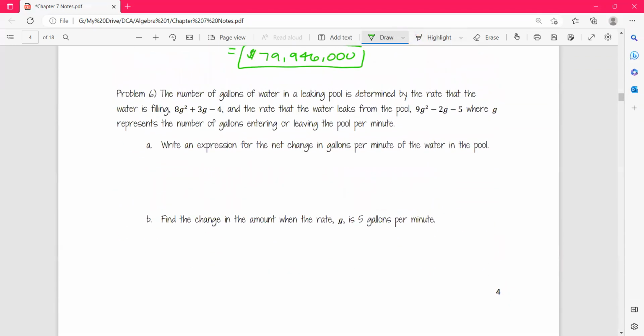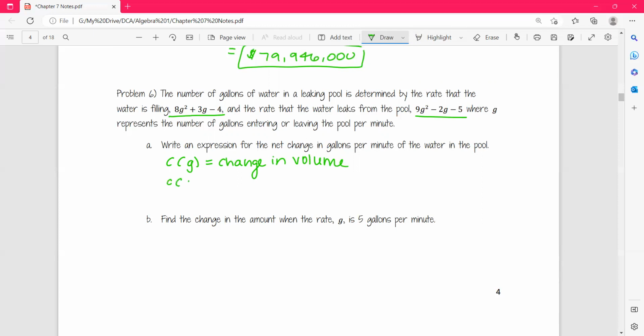So it says the number of gallons of water in a leaking pool is determined by the rate that the water is filling. This is the rate the water is filling. And the rate the water leaks is given by this polynomial. Write an expression for the net change in gallons per minute of the water in the pool. Okay, so here we've got our equation. It's going to be the change in the gallons. So we can say change in volume.